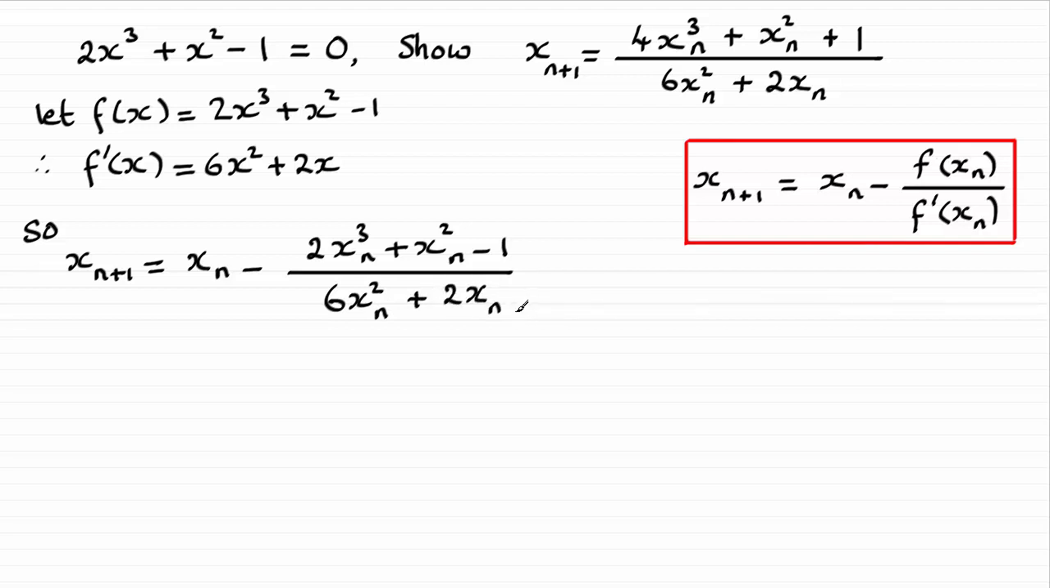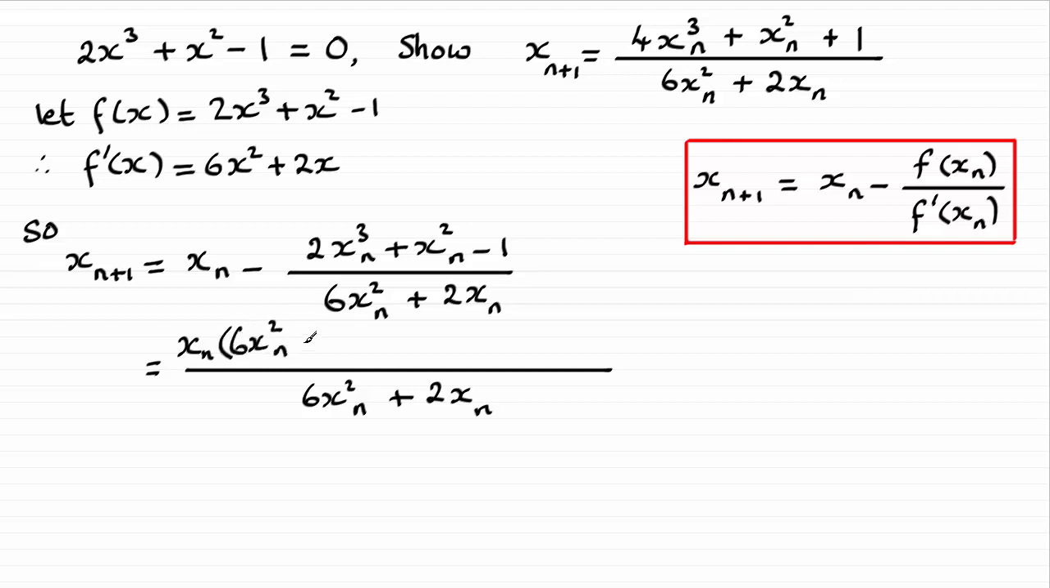Okay. Now, in order to get this fraction, I can see it's all over just one lowest common multiple. So that lowest common multiple here has to be the denominator here. So I'm just going to draw a long line there. And we'll put that denominator in, 6x squared with the subscript n plus 2x with the subscript n. So when it comes to this term, all I need to do is times it by the denominator here. So we've got again 6x squared with subscript n plus 2x with the subscript n. And then we have minus. And then I'm just going to put in brackets there, copy out what we've got up the top here. 2x cubed n plus x squared n minus 1. Okay, just make that a bit longer there.